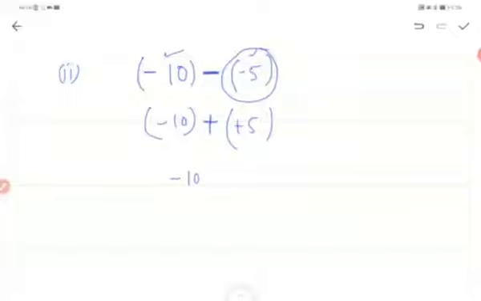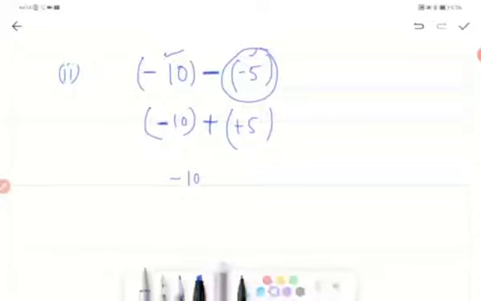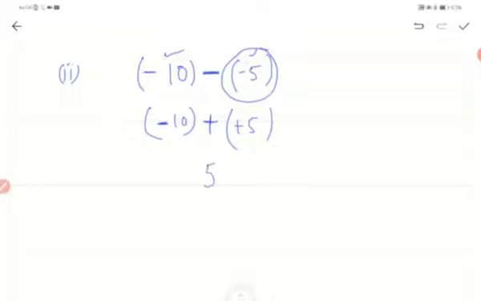This is minus 10 plus 5, what is it? One is a negative integer, one is a positive integer, so you will do subtraction, 10 minus 5, it is 5. And what should be the output sign? Yes, that of the bigger integer. Out of 10 and 5, 10 is the bigger number, so you will take the sign of that number.